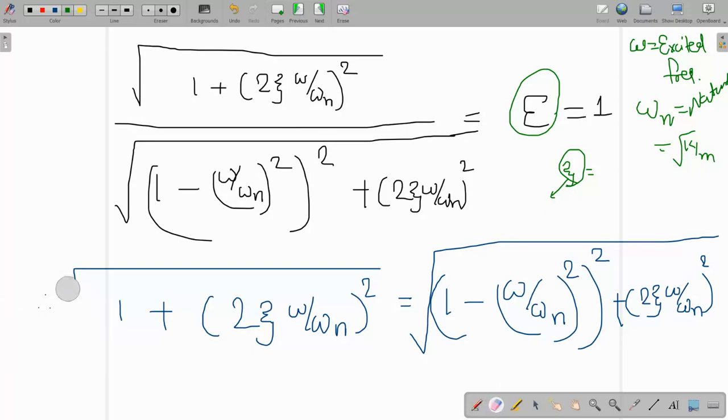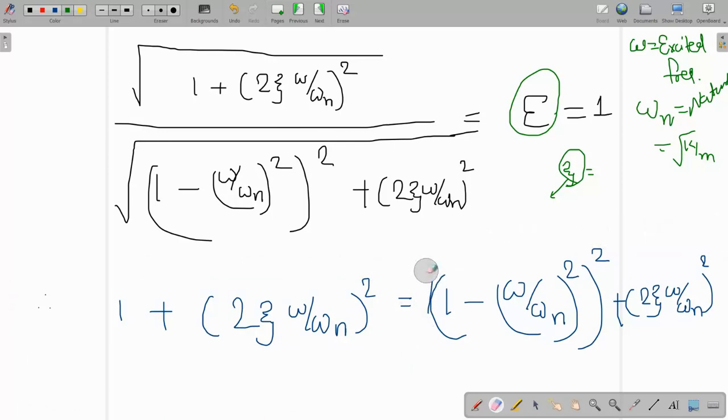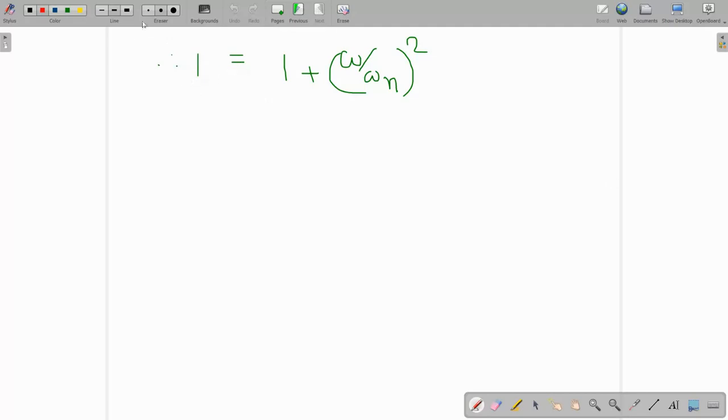So here you can take down the under root from both sides. Now this term will get cancelled out, so no need to worry about epsilon. Epsilon is damping ratio. So what we have, I'm writing separately. This is 1 minus omega upon omega n whole square, and this whole power whole square.